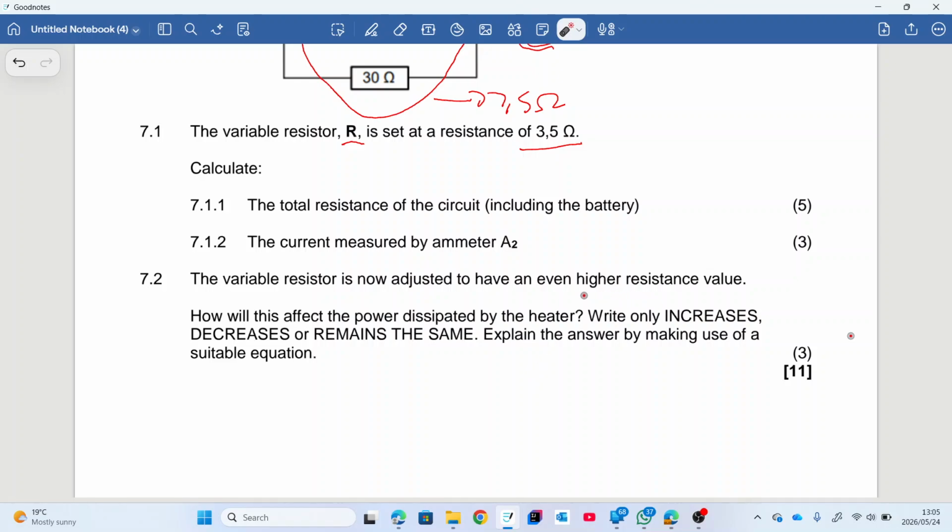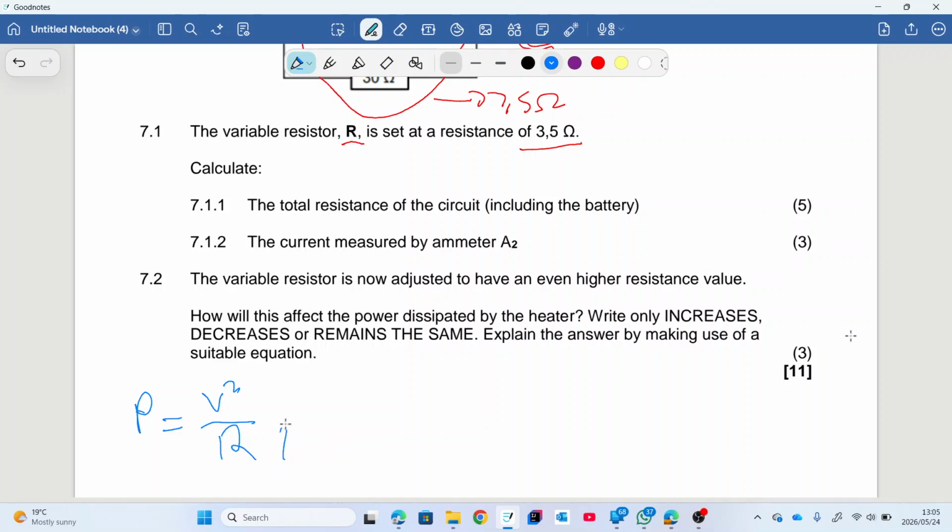Because there is a higher resistance, it means that power must decrease. Because there's a formula that we need to keep in mind that says power equals V squared over R. So if you increase the resistance, the power will go down. They're inversely proportional. So the answer will be decrease.